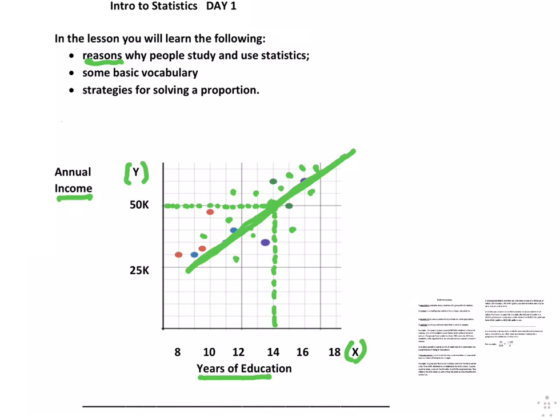And the general trend for the dots is, for these many people here, only a few of whom I've got graphed, but for many, many, many people, the more years of education you have, the higher your annual income. That's the general trend. This is the general trend that would be discovered by the use of statistics and finding what we call this line right here, this line of best fit.